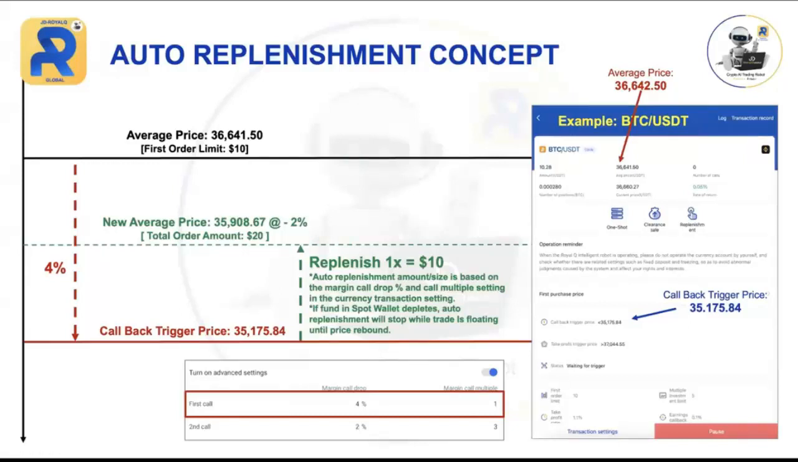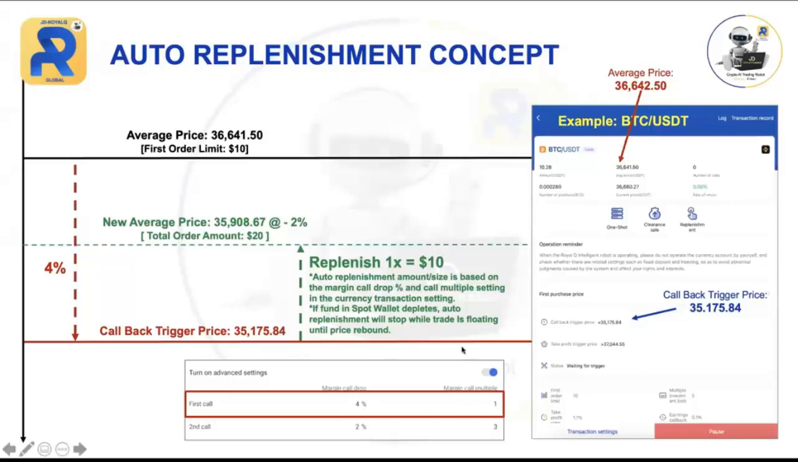So there are only two potentials here. One, the market can actually revert in my direction, in my favor, or the market can go further down. So if the market goes further down by another 2%, can you see that, of 2% from the new average, then it will trigger another auto replenishment. Can you see that? So this is how the robot works.